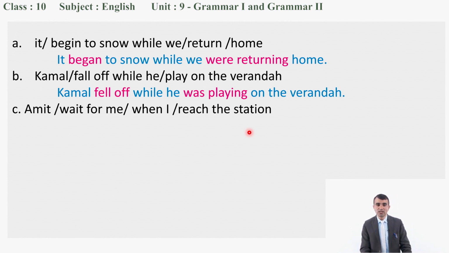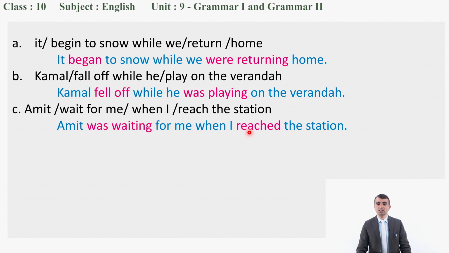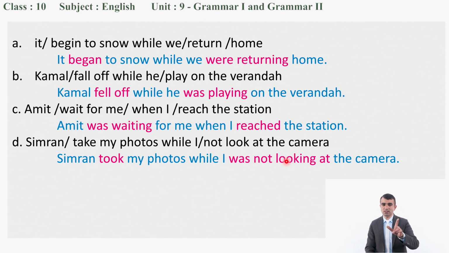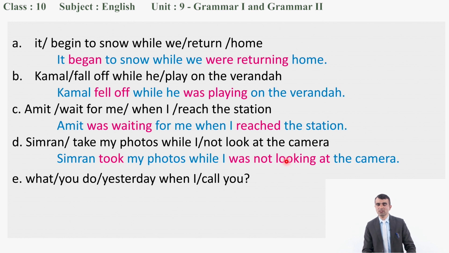Circumstance. Okay, so Amit was waiting for me when I reached the station. Is it so? Next, Simran take my photos while I not look at the camera. Taking photo, event. Not looking at the camera, circumstance. Okay. How do we say? Good. Simran took my photos while I was not looking at the camera. Now you can do easily.